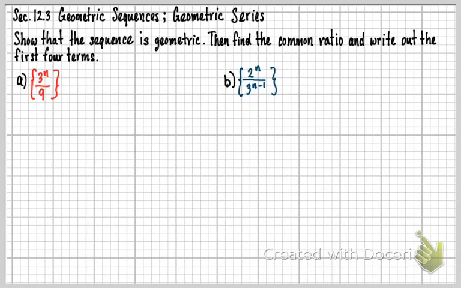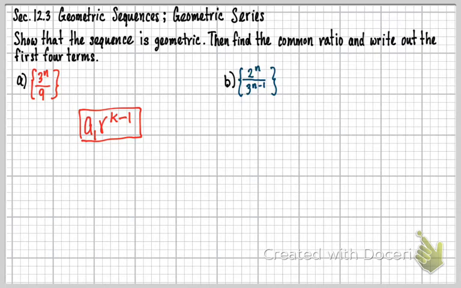So these problems say show that the sequence is geometric, then find the common ratio and write out the first four terms. So the first thing I'm going to do here is kind of rewrite this because I want to think of the form. When I'm thinking of geometric series, I'm thinking of the form a sub 1 and r to the k minus 1.